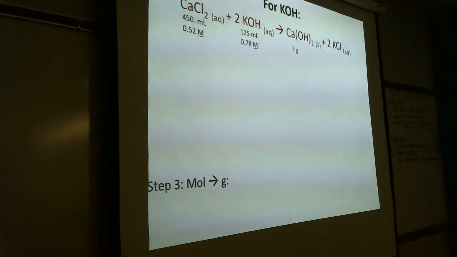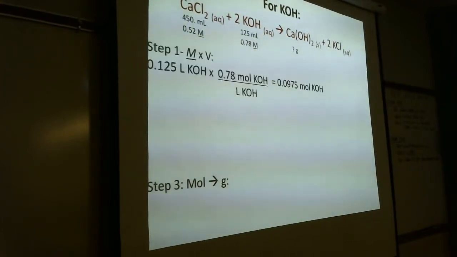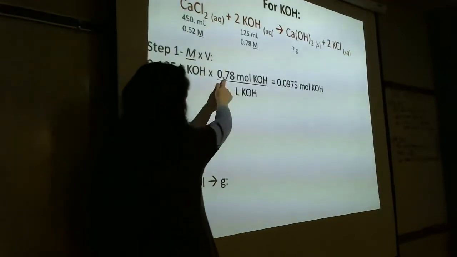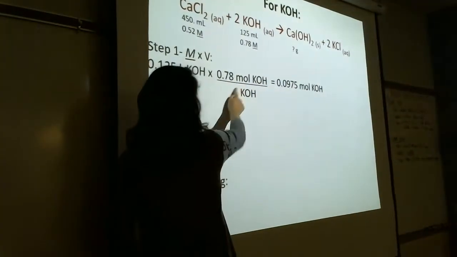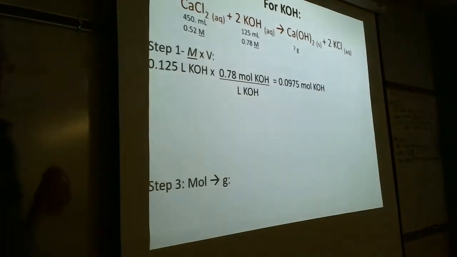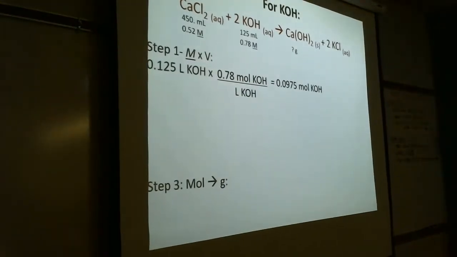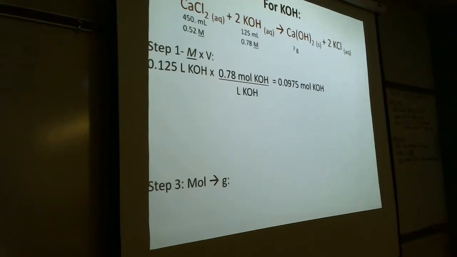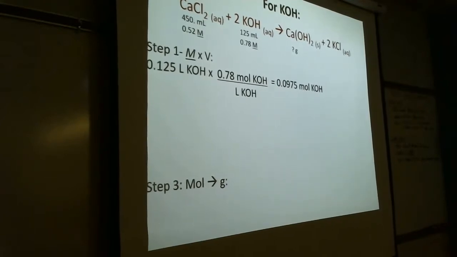Step 3 didn't hide like I wanted it to. Oh well. So the first thing we're going to do is convert to moles. Volume times molarity gives me moles. So liters cancel, so I'm left with units of moles. We're carrying out extra digits because we're going to be rounding at the end. So step 1, molarity times volume gives you moles.